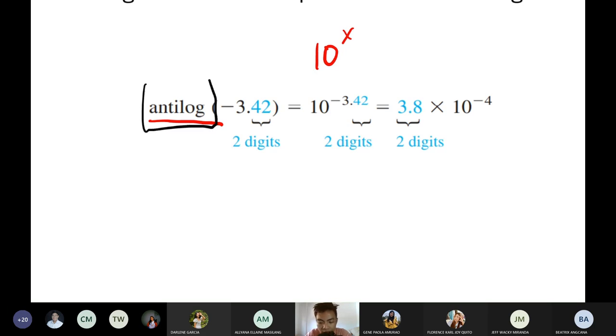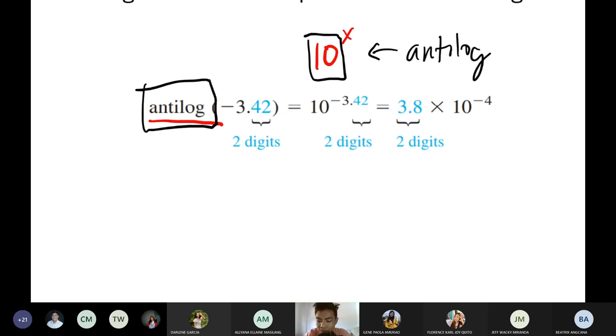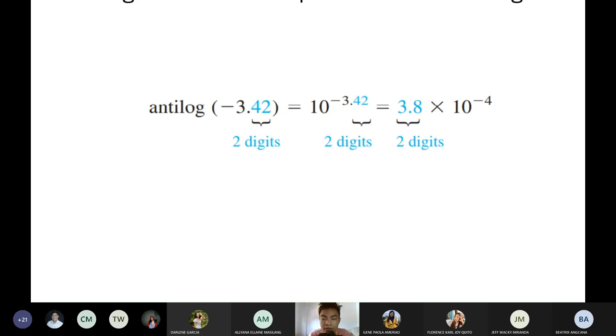Anti-logarithm. So you can either write it as anti-log, or when typing it in your calculator, you press 10 raised to what value you are getting your anti-log of. So that is 10 raised to a number. So this one is the anti-log. So when typing this in your calculator, you press 10 raised to your number. So that's the anti-log function.